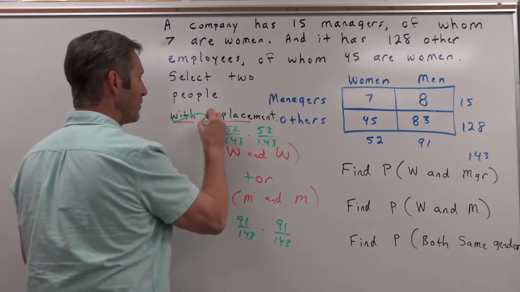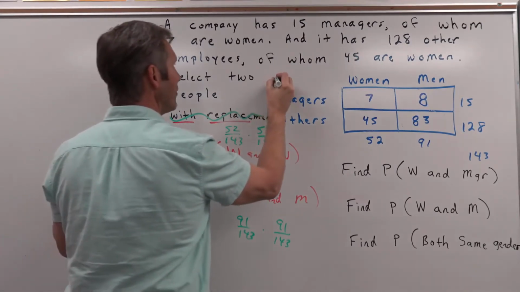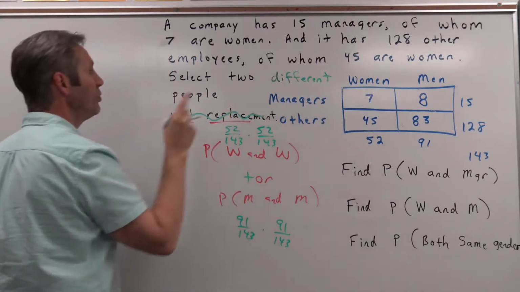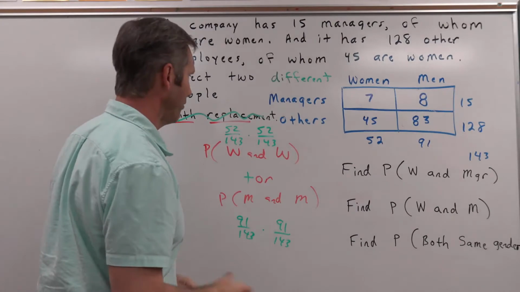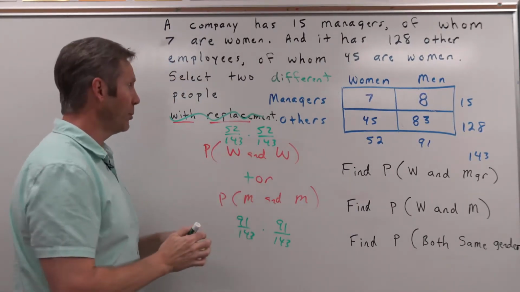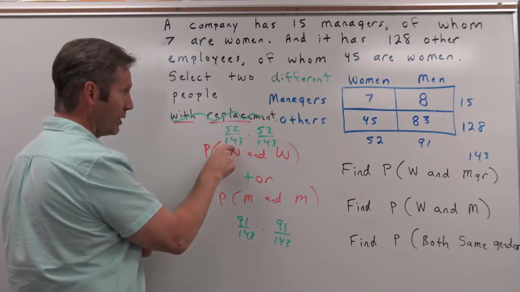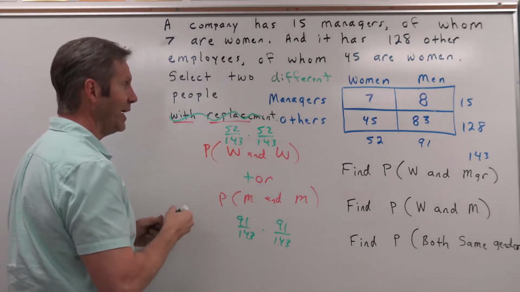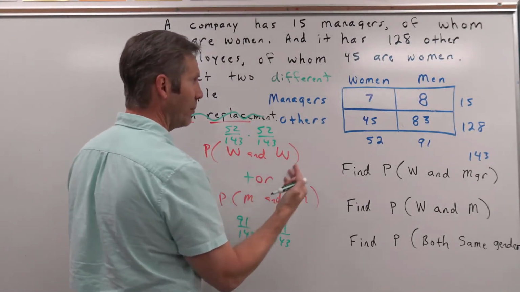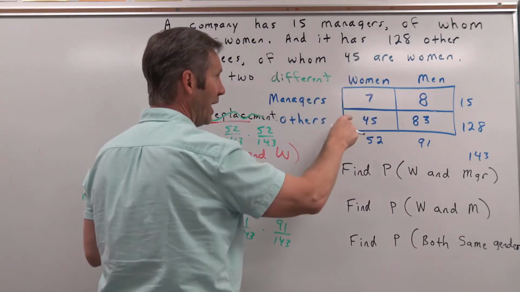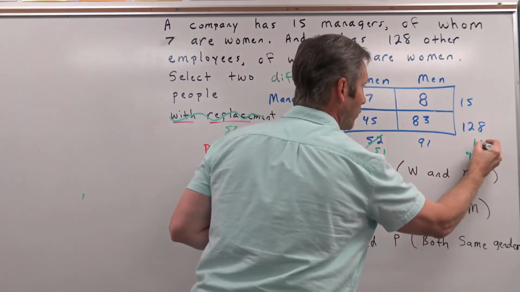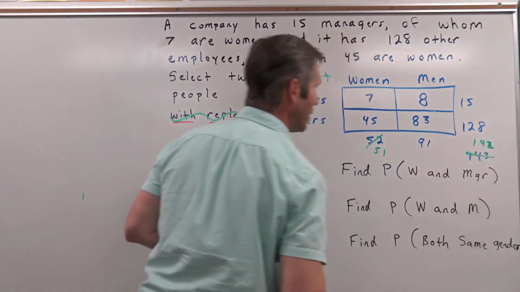But what if we did this without replacement? And you would tend to see this word, this adjective. We'd say, hey, we're going to randomly select 2 different people. Well, now how does that affect things? Well, if you come back to this situation right here, what's the probability we get a woman and a woman? The first time we got a woman, the probability was 52 out of 143. Now, we must have had a woman the first time, so what's the probability the next time we get a woman? We don't know where that woman came from, manager or other, but we know this was depleted by 1, and then this total is also 1 less, so the sample space shrunk a little bit.